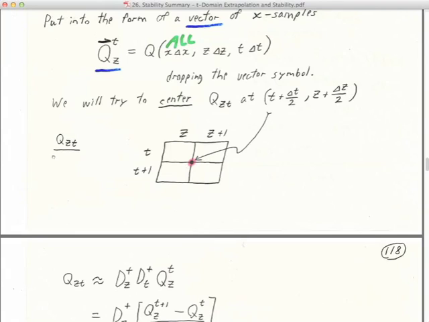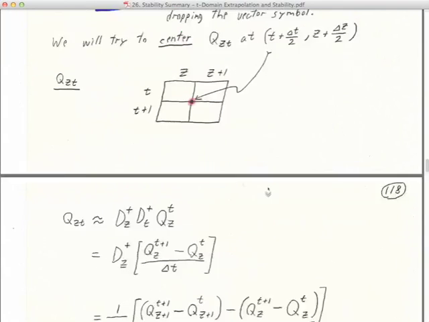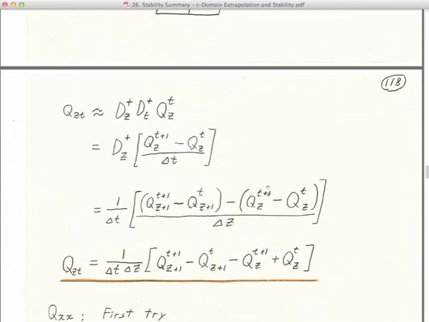So our q of z and t is really a vector, and it's extending into the screen here. Here is q at z and t. Here is q at z plus 1 and t. Here is q at z and t plus 1. Here is q at z plus 1 and t plus 1. And each of those is a vector going into the screen, which you'll just have to imagine here for a second.